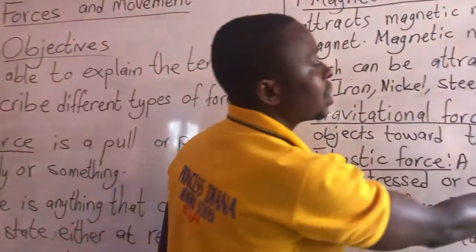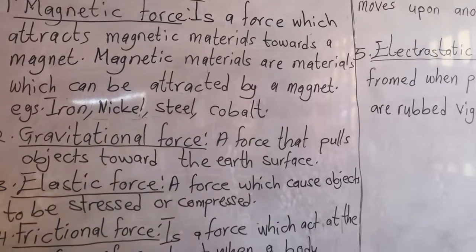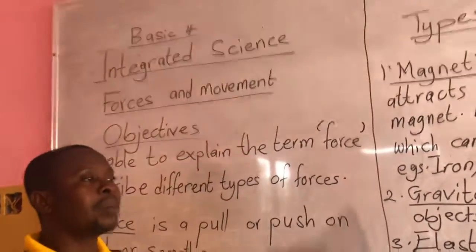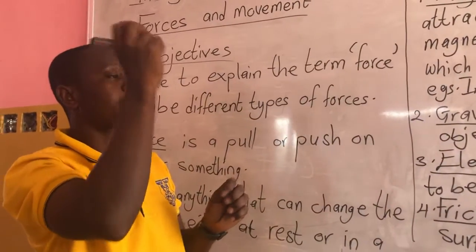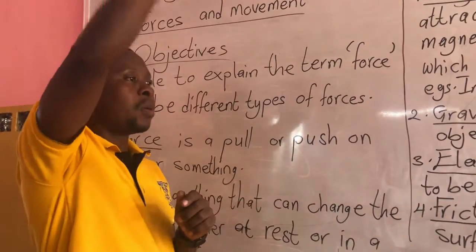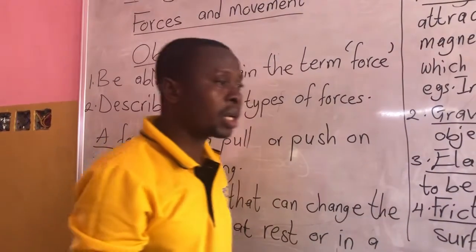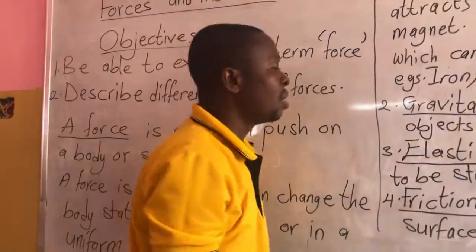So, a force that pulls objects toward the earth's surface. Whenever you throw something into the air, for example a gunshot, or even a catapult stone, it will always fall back onto the earth. The force that pulls it back to the earth is gravitational force.